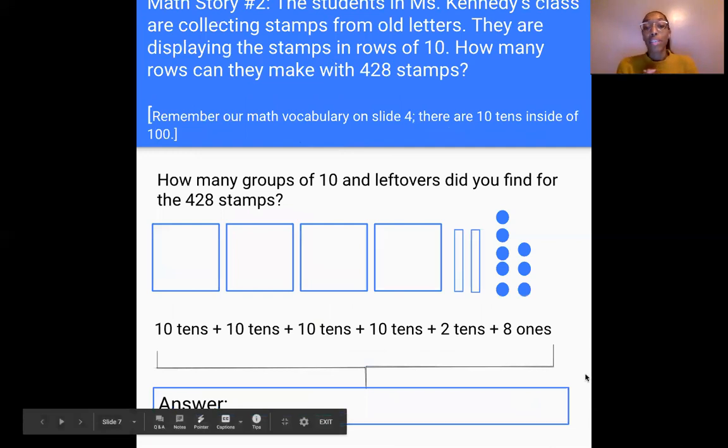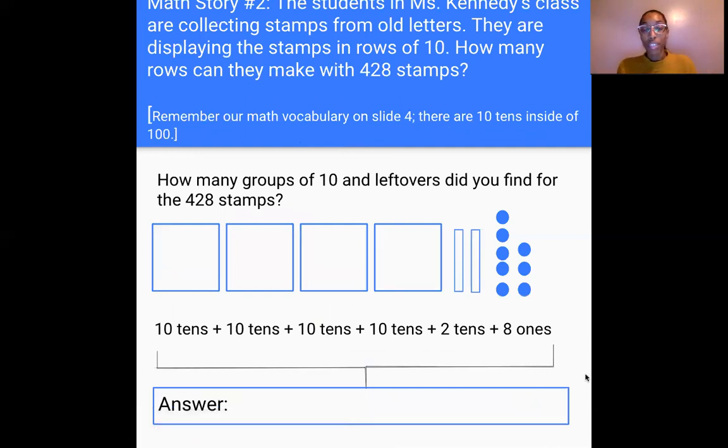Now, let's think about this math story. You also saw this previously, but now we're thinking of how we're really counting those tens and valuing it as place value. The students in Miss Kennedy's class are collecting stamps from old letters. They are displaying the stamps in rows of 10. How many rows can they make with 428 stamps? Okay. Remember our math vocabulary, right?